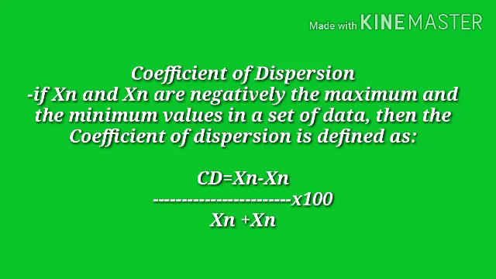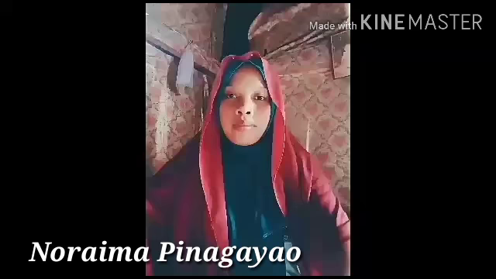Next is the coefficient of dispersion. If x max and x min are respectively the maximum and the minimum values in a set of data, then the coefficient of dispersion is defined as coefficient of dispersion equals x max minus x min over x max plus x min times 100. So that's the way to solve the coefficient of dispersion.